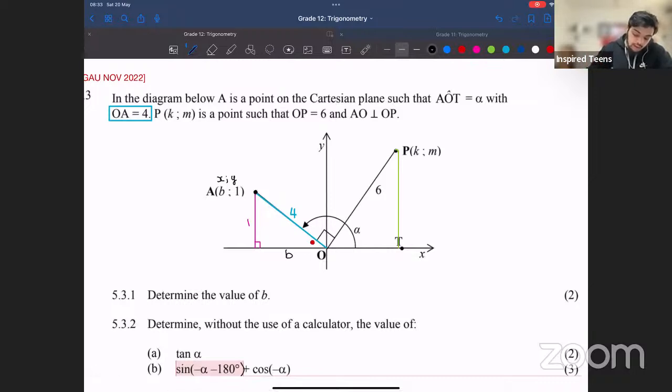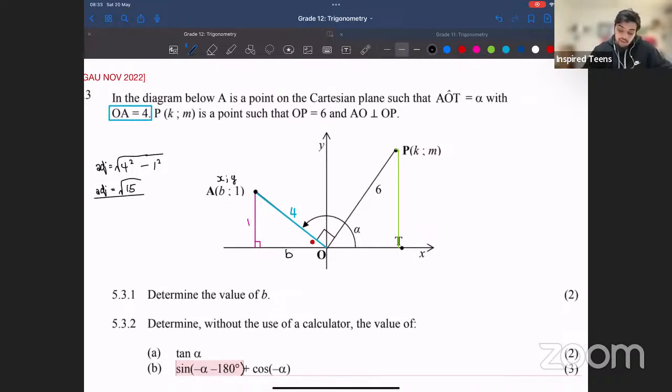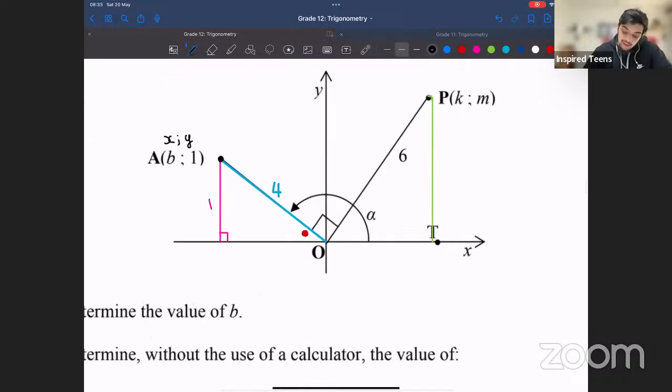I'm going to do it quickly. The adjacent is equal to the hypotenuse squared, which is 4 squared, minus the opposite squared, which is 1 squared. This becomes 16 minus 1, which is 15. Can we simplify 15 more? I think that should be fine. So the adjacent is square root 15. So the value of B is actually, why is it B? Because we used Pythagoras, and this value is square root 15.